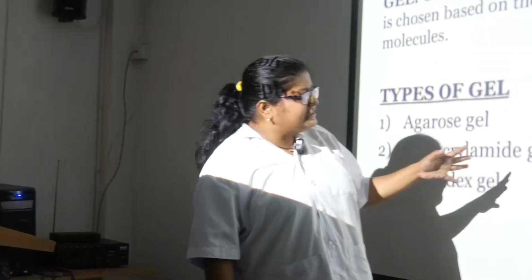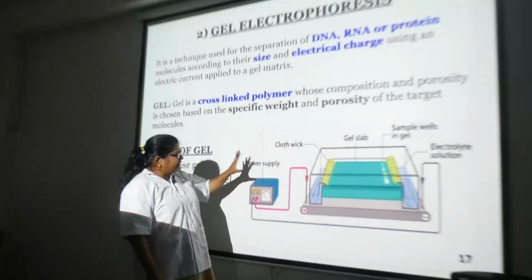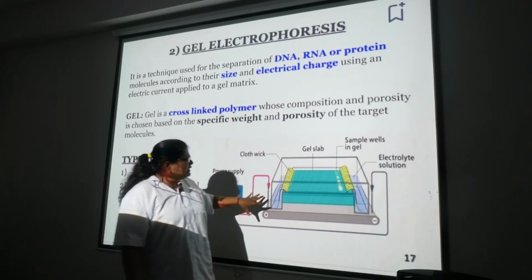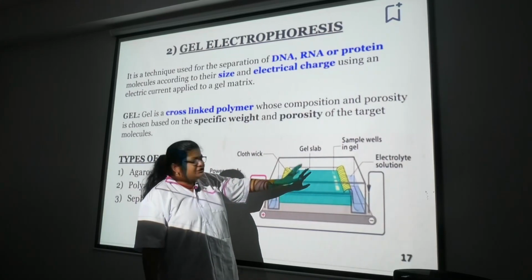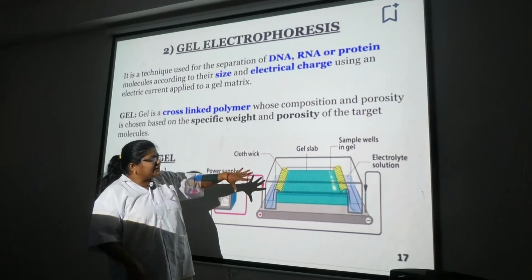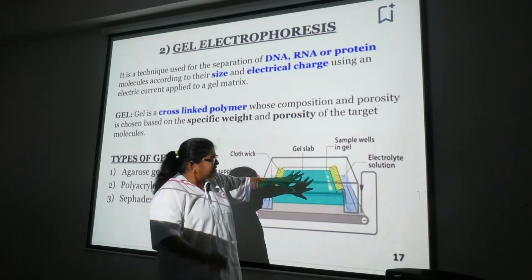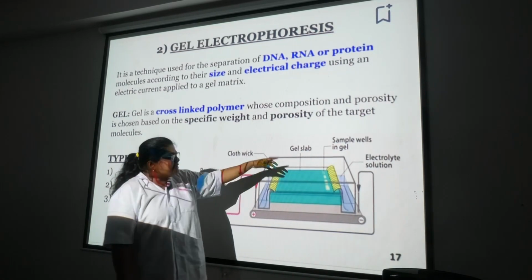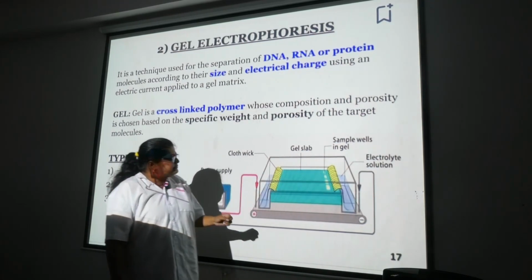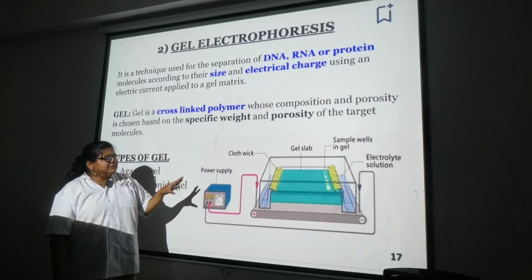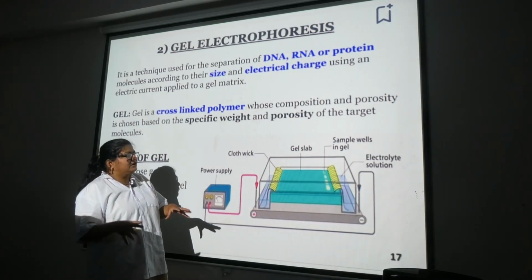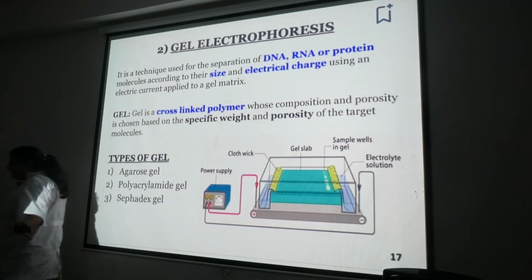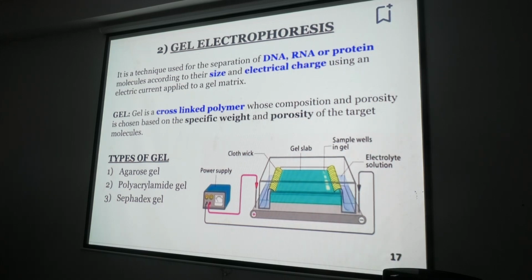In gel electrophoresis, the basic concept is similar. Here is the power supply, with positive anode and cathode electrodes, and this is the gel. Gel casting is done, a comb is inserted which forms the wells, and the electrolyte solution is there. The sample is applied in the wells and then power is supplied, and after 40 to 45 minutes there is separation of the components according to their electrical property and size.